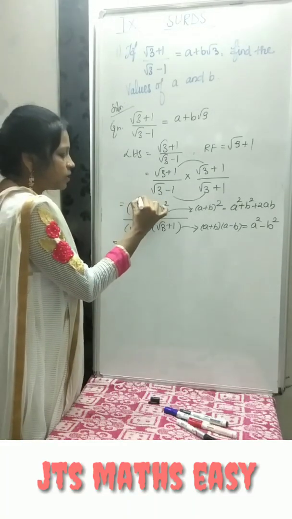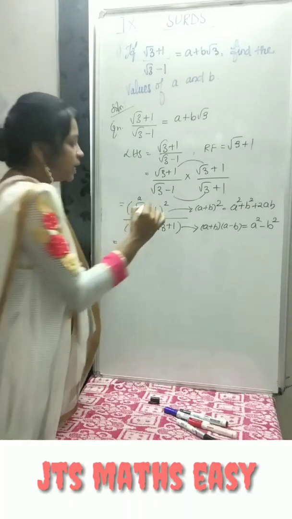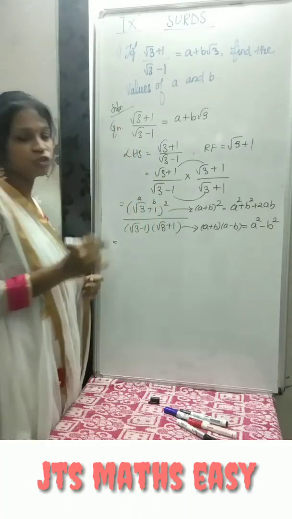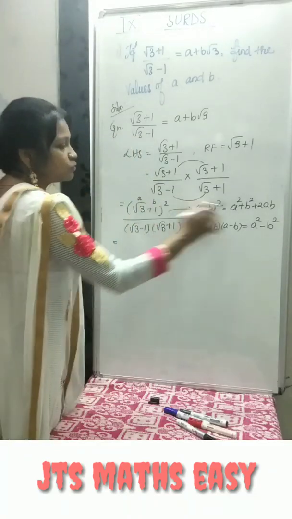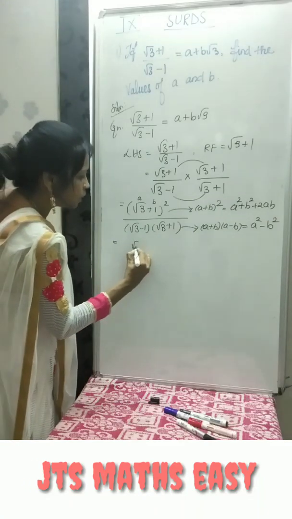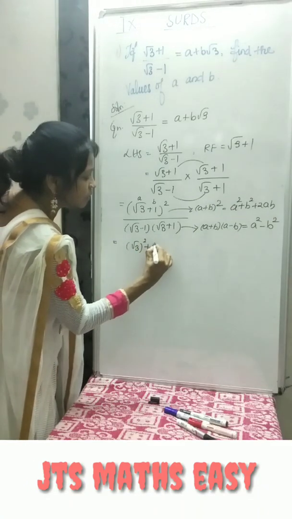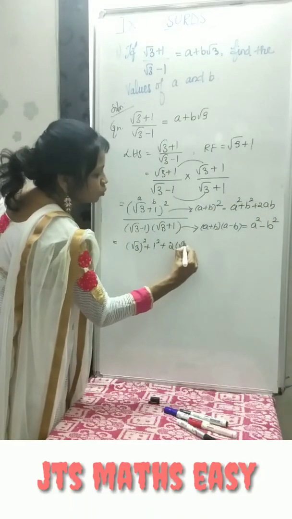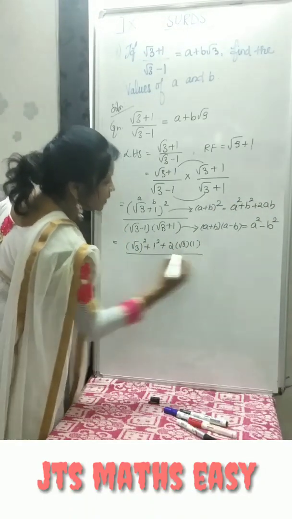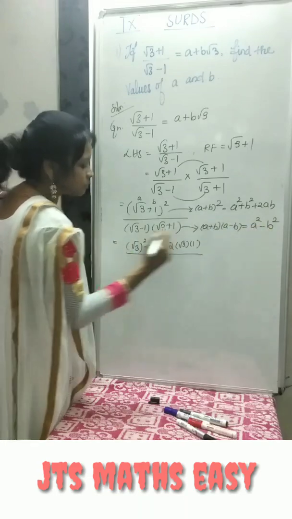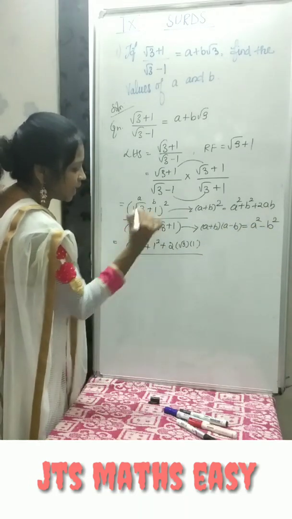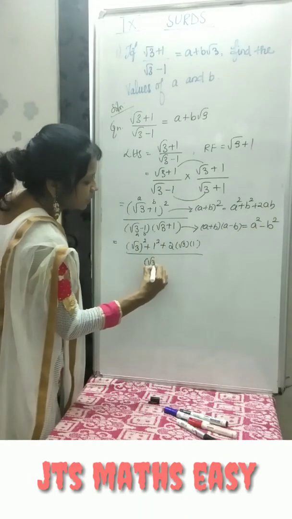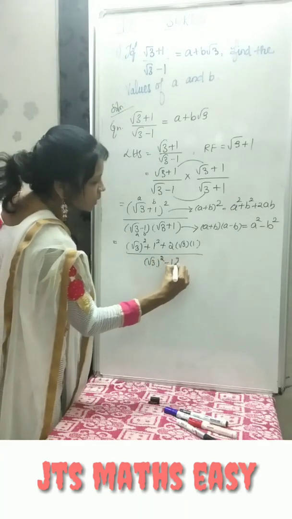So now you have to replace this identity for the numerator and the denominator. In the place of a we want to substitute root 3. In the place of b we want to substitute 1. Okay. So now you substitute here. Root 3 the whole square plus 1 square plus 2ab, so 2 into root 3 into 1, divided by a square minus b square, which is nothing but root 3 square minus 1 square.